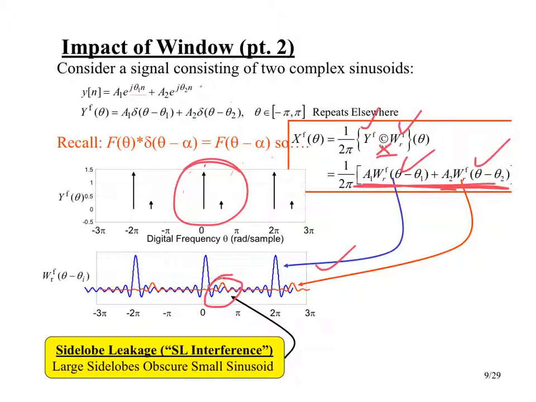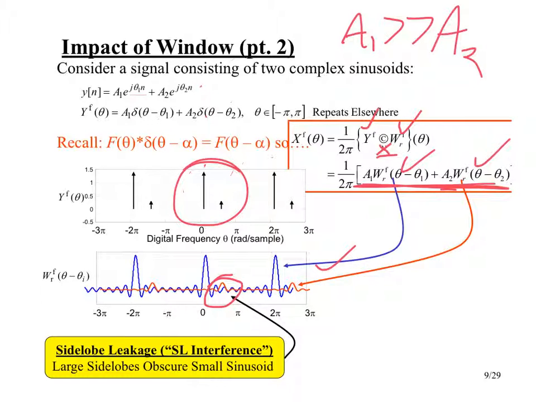And if you look here, you can see that there's going to be some cancellation between the downward lobe of the blue one and the upward lobe of the red one. And because the red one is weak, here we are assuming that A1 is much greater than A2, its main lobe is on the order of the height of the side lobes of the blue one. And so side lobes of the blue one can actually cancel and obliterate the main lobe of the red one. And so we may not actually be able to see it at all.